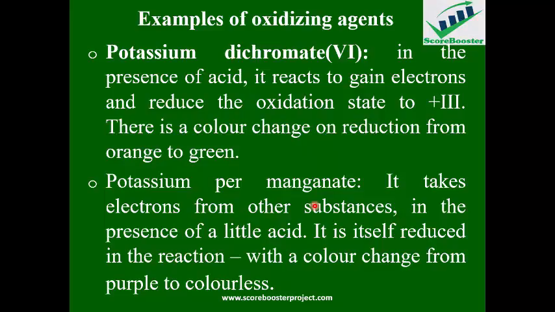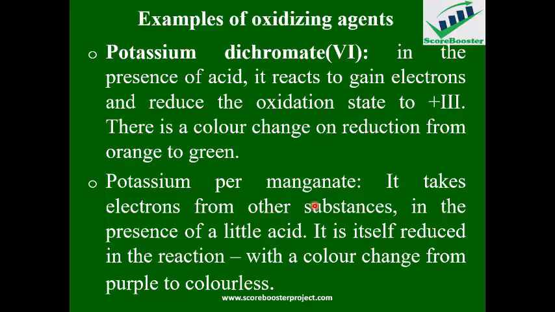Potassium dichromate(VI) is a very strong oxidizing agent. In the presence of acid, when it reacts, it gains electrons. If it gains electrons, that means it's reduced. So the other substance that transferred the electrons to the potassium dichromate will have been oxidized. That means potassium dichromate(VI) has served as an oxidizing agent.